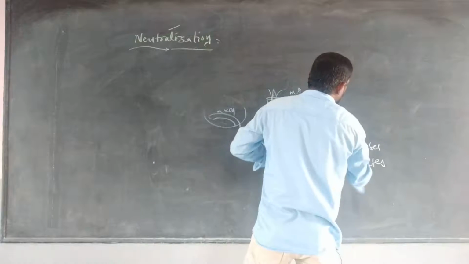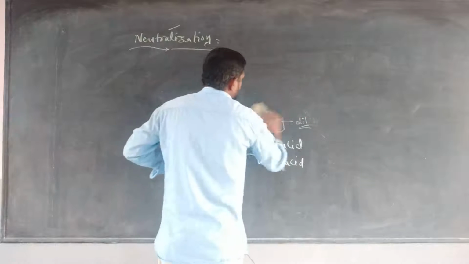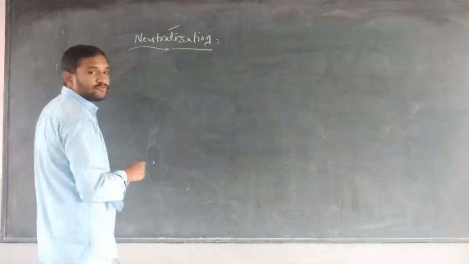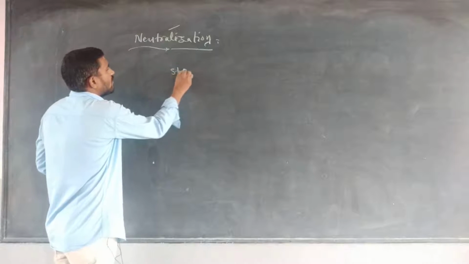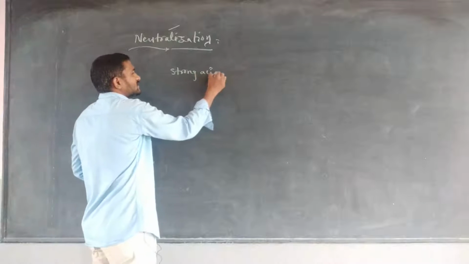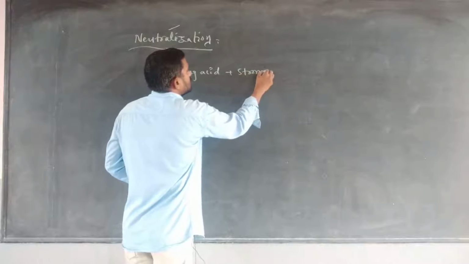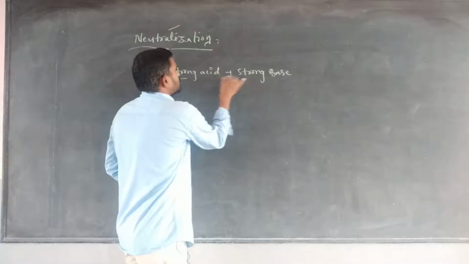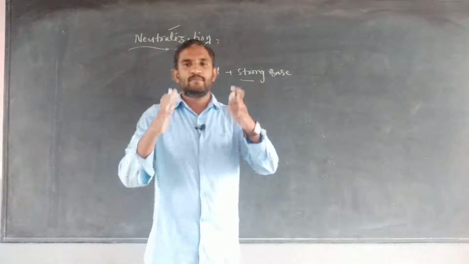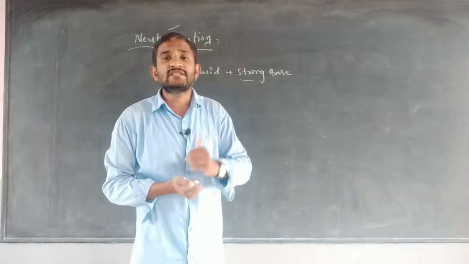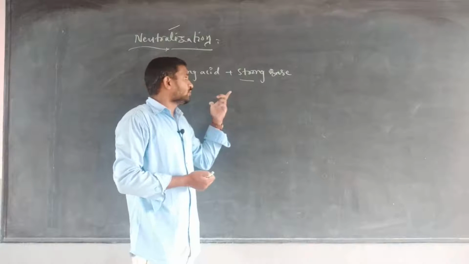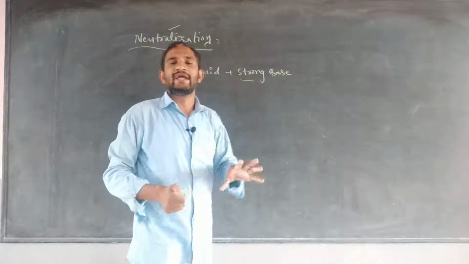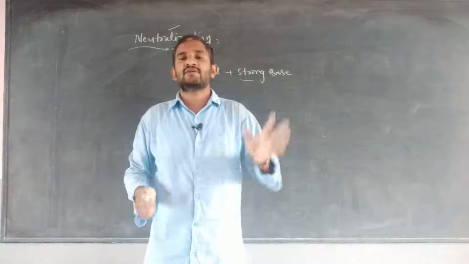First reaction: strong acid versus strong base. Here both are strong. The acid is strong and the base is strong. That means, is there any dominator? No one is a dominator here. Both are strong only.